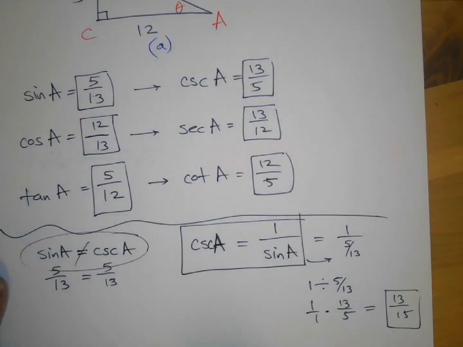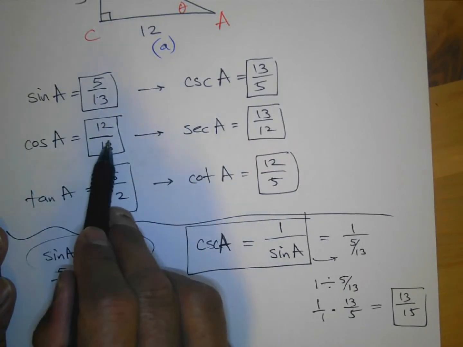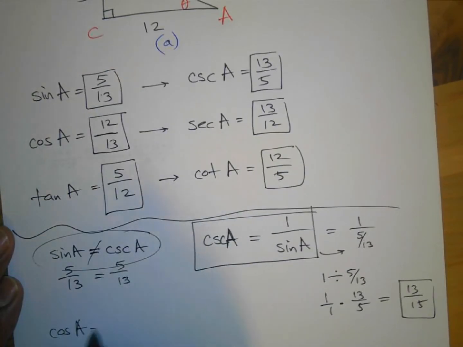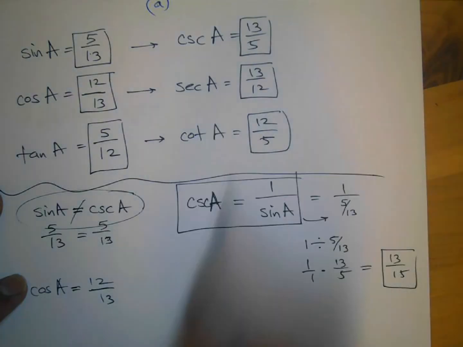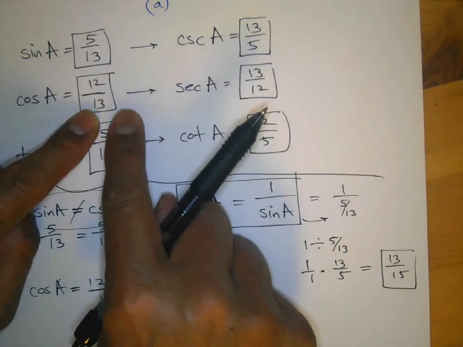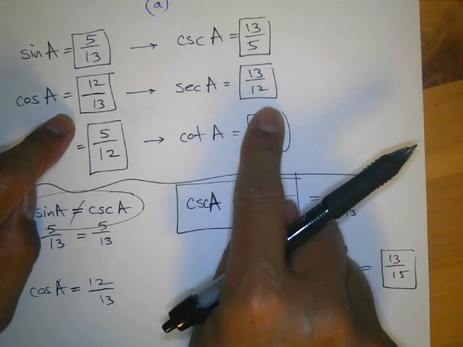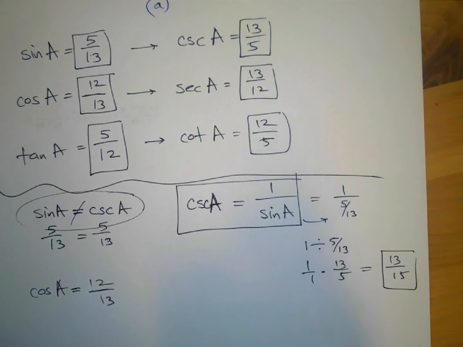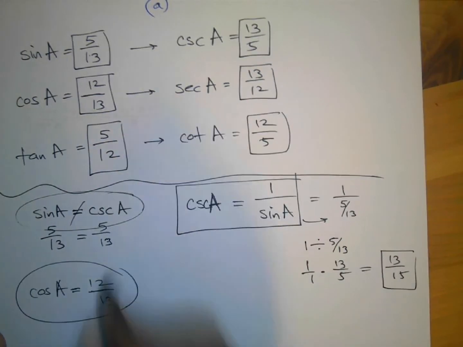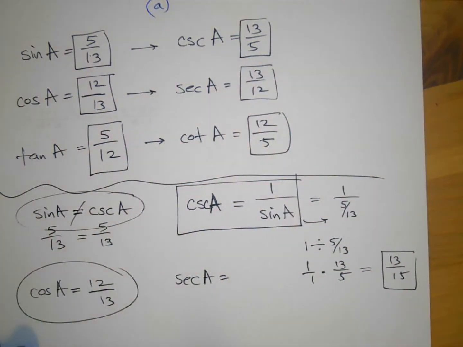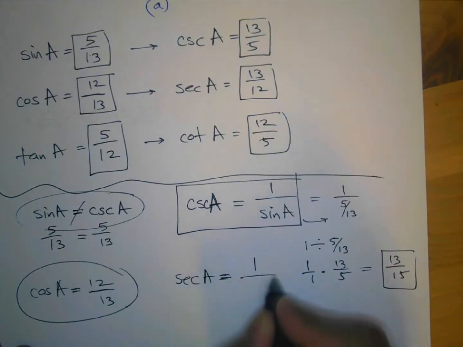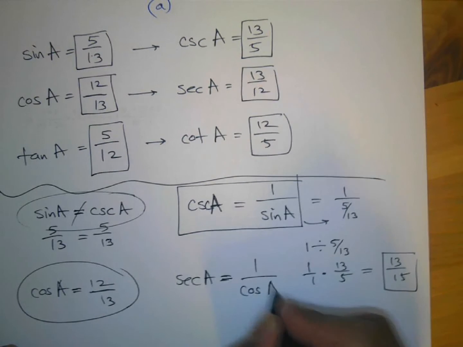And it's true for cosine. If I know that cosine of A is 12 over 13, what would be the identity for secant? Well, I'm not going to say they're equal to each other. They're not. This one's 12 over 13. This is 13 over 12. How do I get this to flip over? If I know cosine, then secant would have to be not equal to cosine. You have to put 1 over cosine of A.